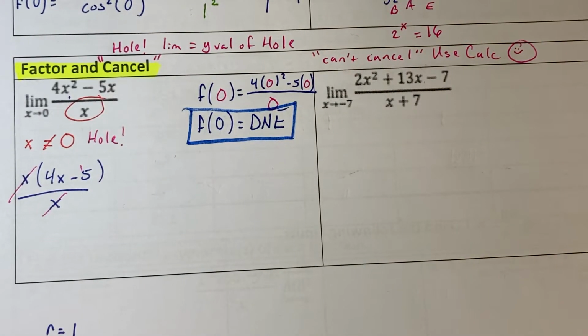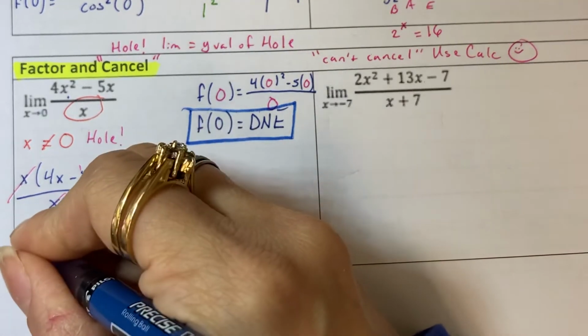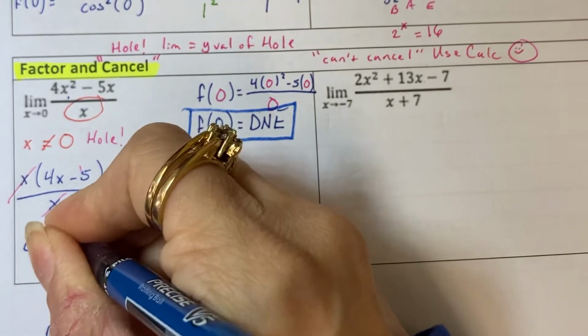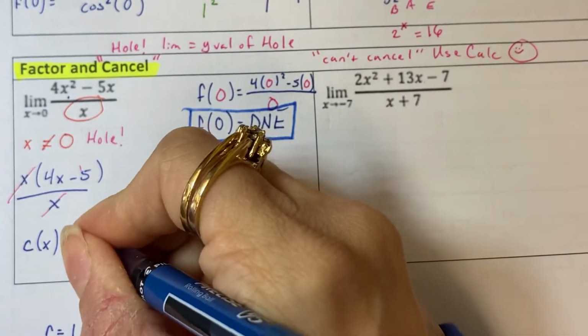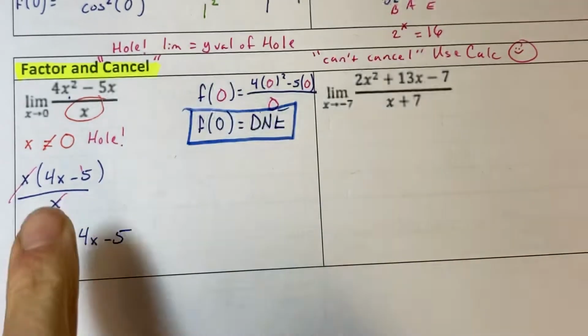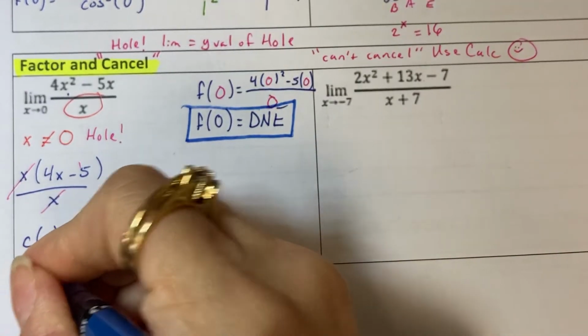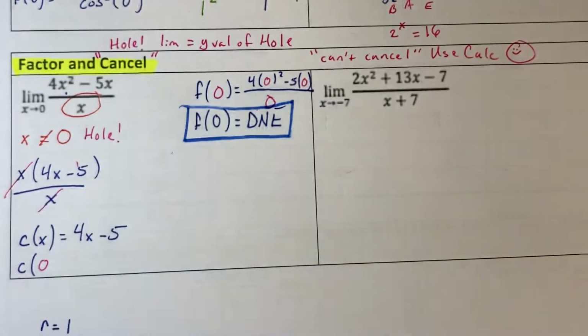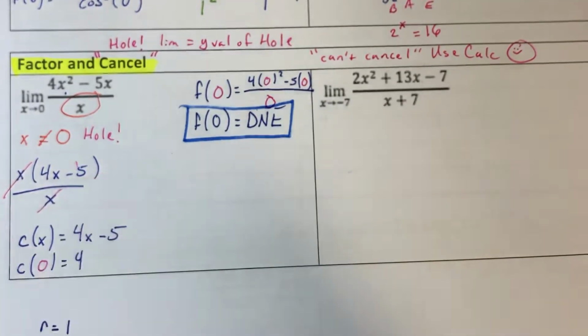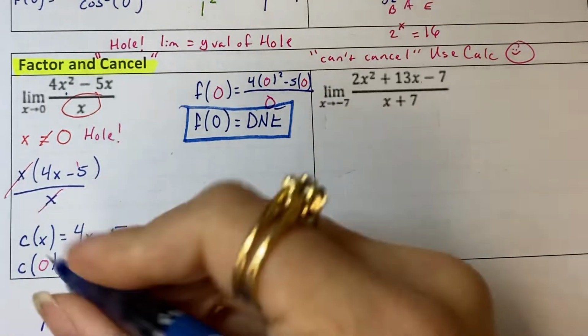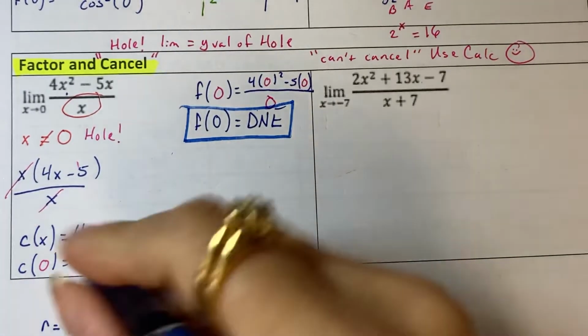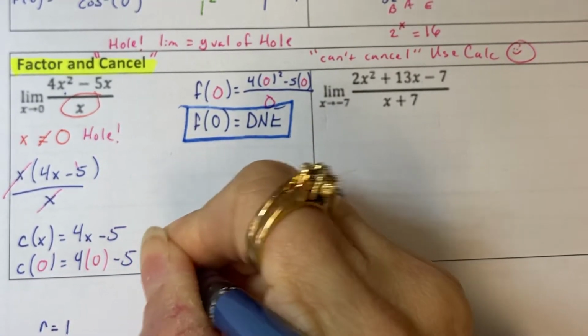And you may remember doing this back in Unit 4. To find the corresponding y value of the hole, we plug into the canceled version of our equation. So I always call the canceled version c of x. So our canceled version, if we were able to just cancel out that restriction, would be 4 times x minus 5. So then c of 0 would be equal to 4 times 0 minus 5, or just negative 5.